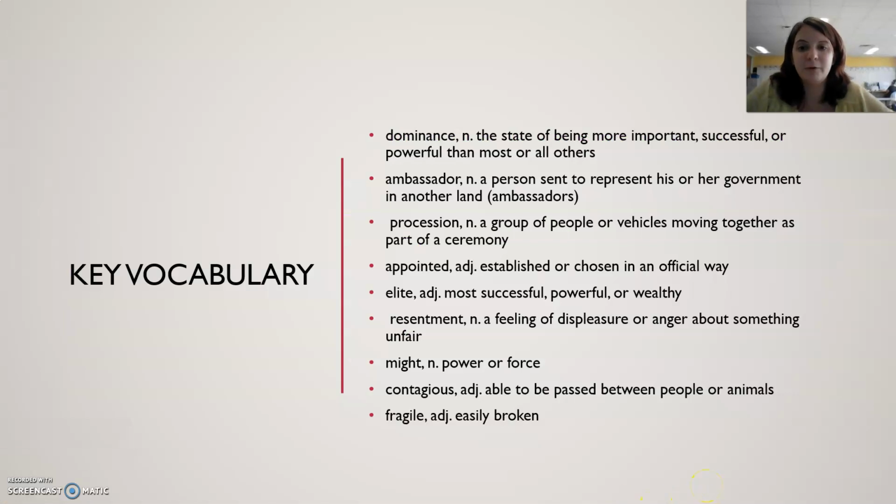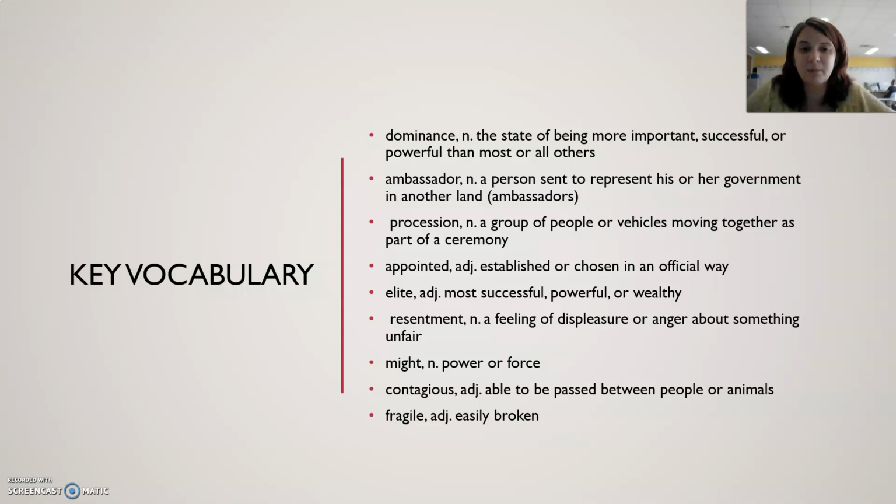Some key vocabulary for today. Dominance, the state of being more important, successful, or powerful than most or all others. Ambassador, a person sent to represent his or her government in another land. Procession, a group of people or vehicles moving together as a part of a ceremony. Appointed, established or chosen in an official way.